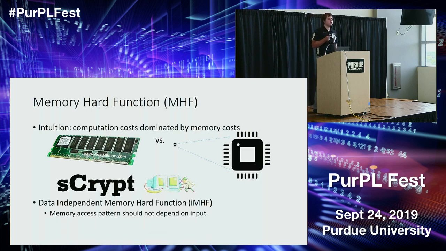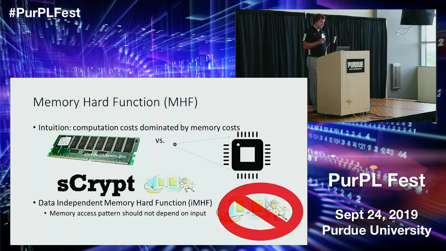So recently, there's been a lot of focus on the design of something called a data-independent memory hard function. Intuitively, this is just a memory hard function that has the property that the memory access pattern doesn't depend on the input. So we have a static memory access pattern with a static data dependency graph. The actual output, of course, depends on the input, but the memory access pattern should not. And if this is the case, then we can defend against our side channel attackers.